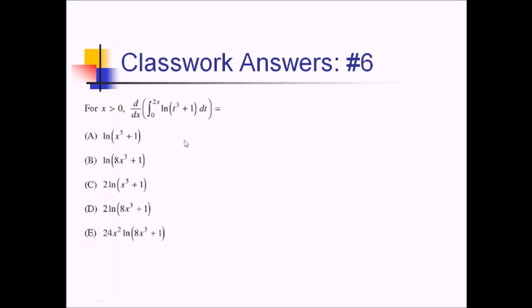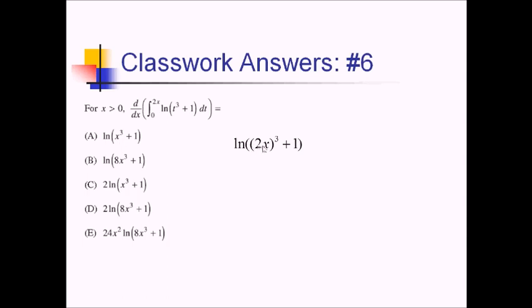For this problem, I'm trying to take the derivative of this integral right here. Since I'm taking the derivative of an integral, I'm going to cancel out the integral and just plug in this upper limit for my dummy variable inside the integrand. So I'm going to write ln of 2x, the whole thing cubed, plus 1.